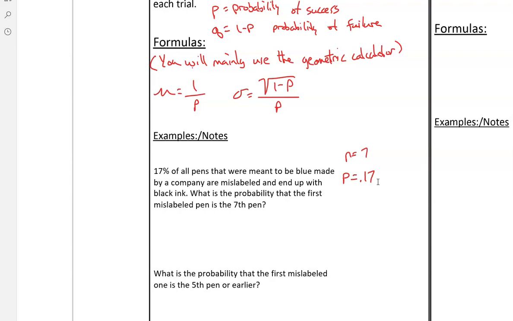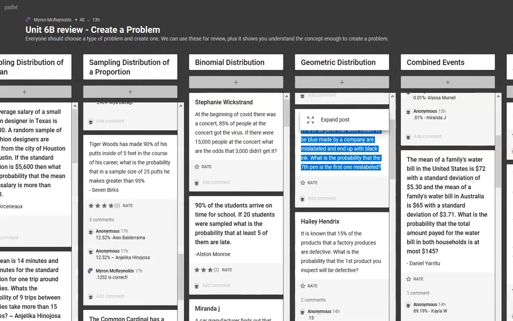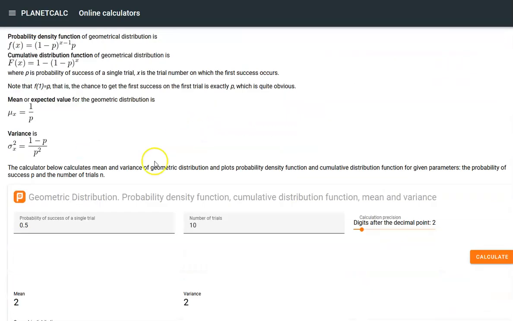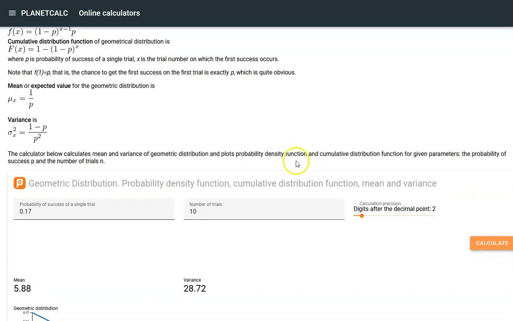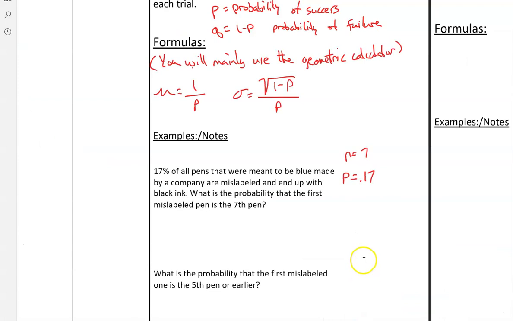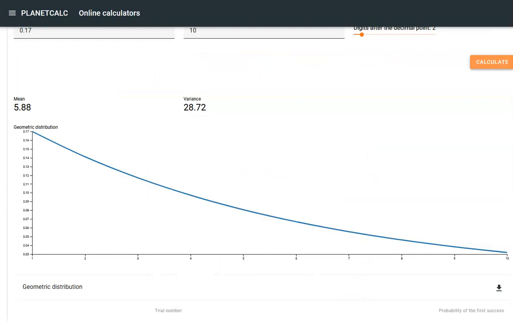So we're going to go to the geometric calculator now, and you can find it on the front page of Schoology. You'll see geometric distribution calculator. I'm going to click on that. My P is 0.17. I need the number of trials to be at least the number they talk about in the problem, which is 7, so 10 is fine. 10 is usually good. There's my mean. On average, it'll take 5.88 pens to get the first mislabeled one. So if they asked for it, the mean is 5.88.